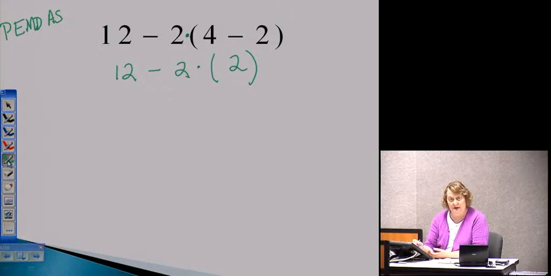And according to my Please Excuse My Dear Aunt Sally, I must multiply and divide everything through before I get to the subtraction. So 12 minus 2 times 2, I need to bring down the 12. I need to multiply the 2 and the 2 and get 4. 12 minus 4 and get 8.